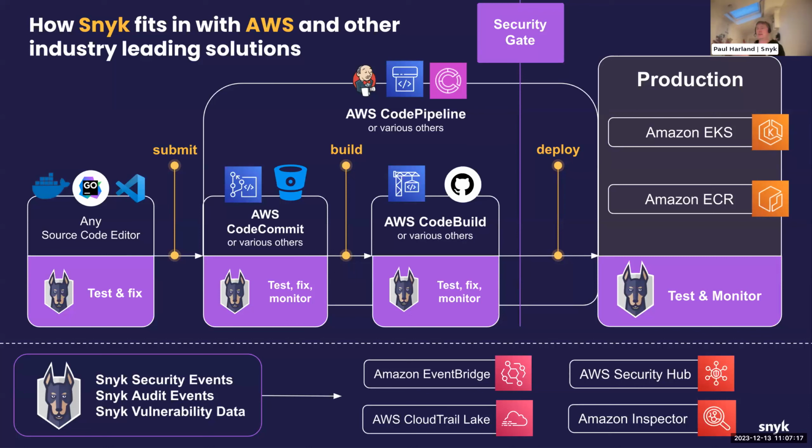We can scan your ECR containers. We can also integrate into your EKS clusters. Added to that, we've got a number of integrations which help your security and observability team as well: EventBridge, CloudTrail Lake, Security Hub, and one of the data sources on Amazon Inspector is also Snyk, showing that the database that backs up our platform is industry trusted.